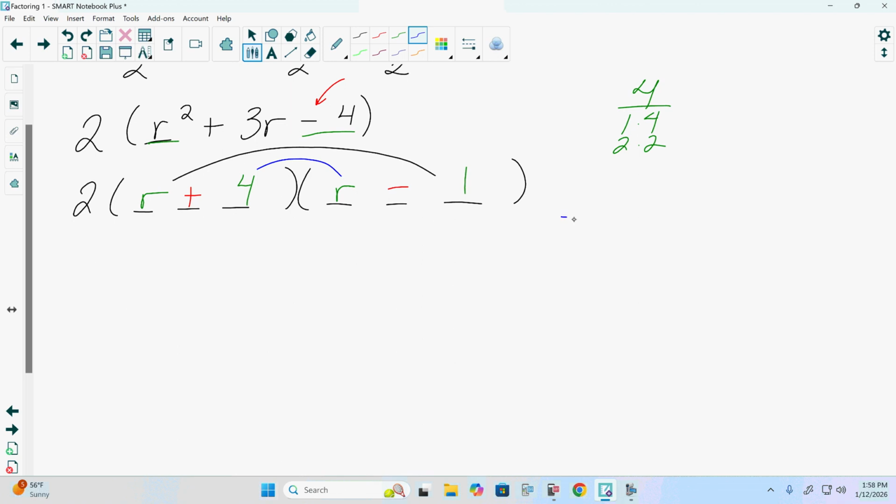r times negative 1 is going to be negative 1r, just negative r. 4 times positive r is going to be positive 4r. So we have negative r plus 4r, negative 1 plus 4 is going to give us positive 3r. Is that the middle term we wanted? Yeah.